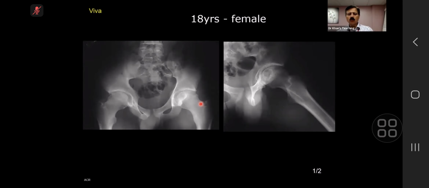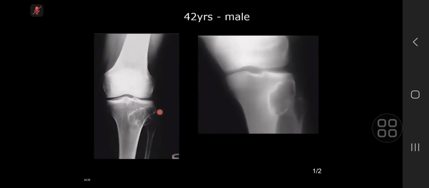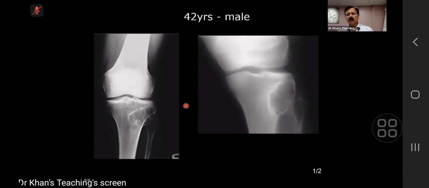Another case of chondroblastoma, where you can see that there is a subarticular lucent lesion with sclerosis, and because of the location, that is what it is. Another case is here. This is just for completion's sake.